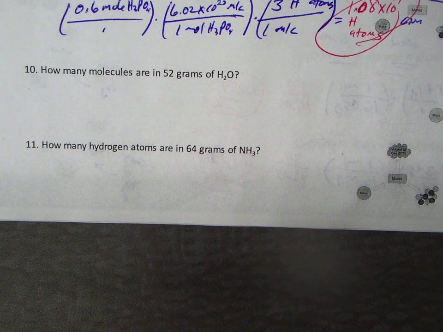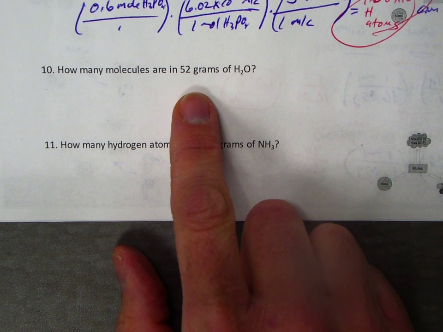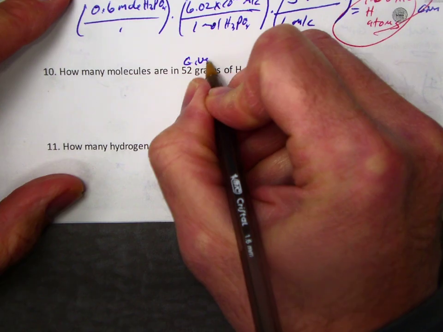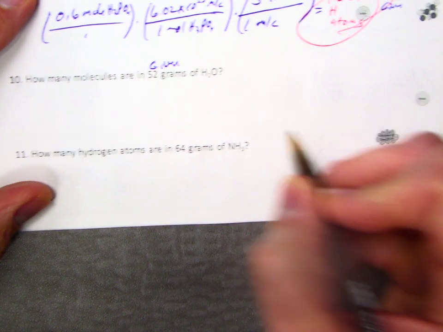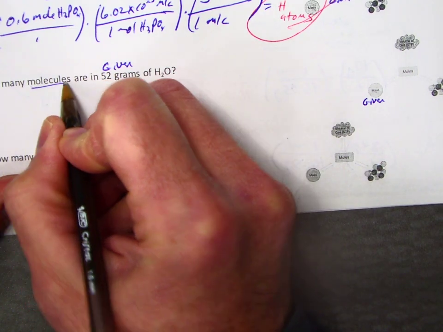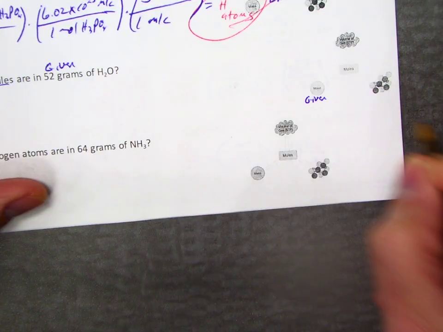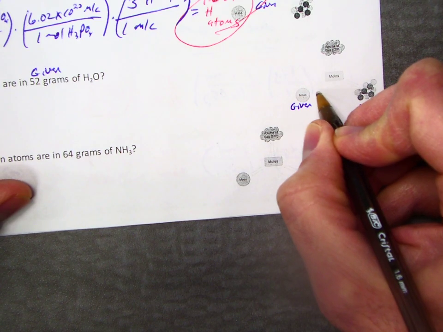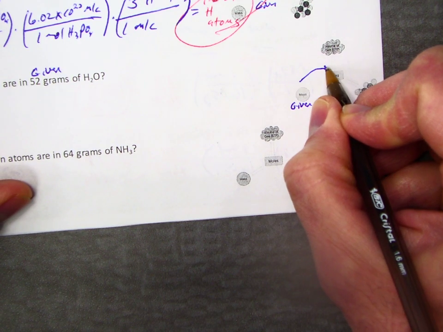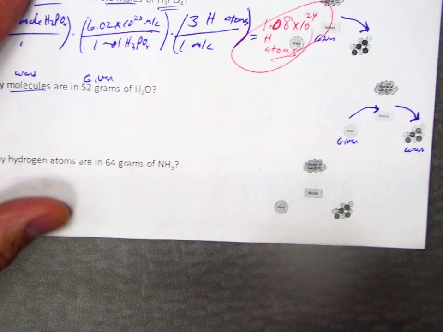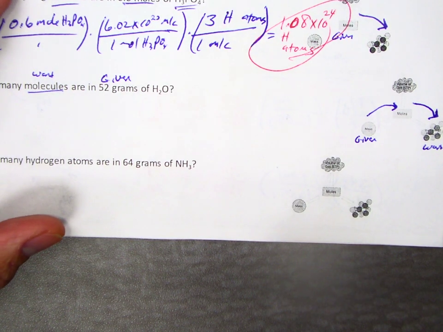All right, question number 10 says how many molecules are in 52 grams of H2O? So we're given grams of H2O, that's mass, that's of course what we are given, and we want molecules. So what we want is over here. Now for this one, we're going to first need to go from given to moles and then moles to molecules, to representative particles.